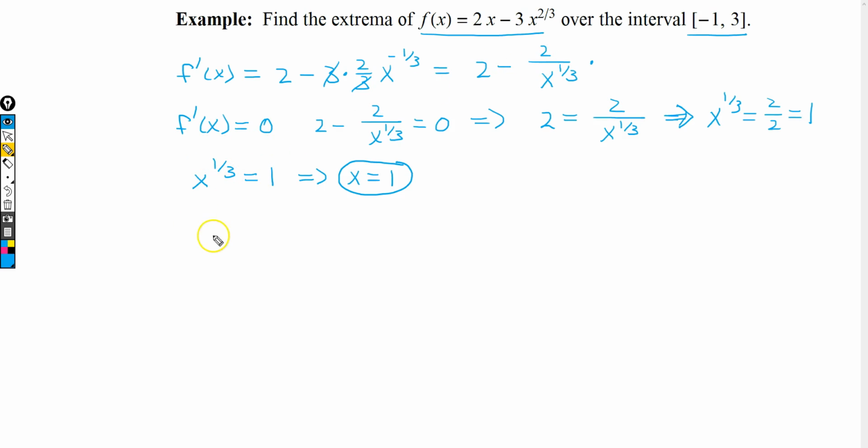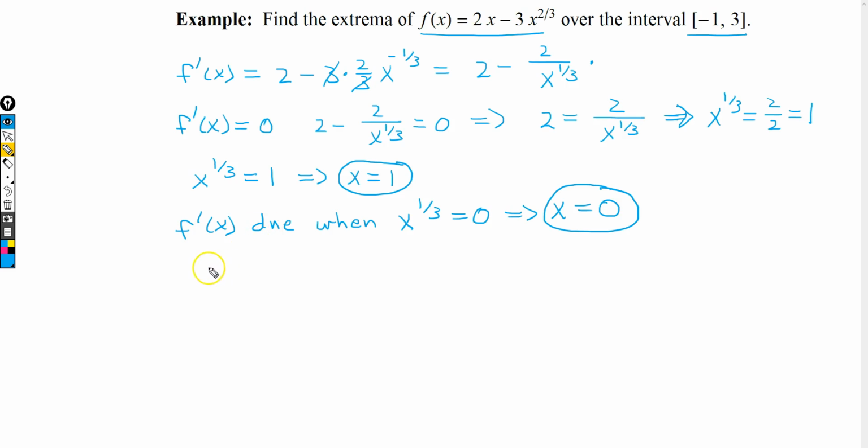Now we need to find where the derivative does not exist. Well, the only time this does not exist is when the denominator here is equal to 0, right? That's the only time this is not going to exist. So f prime of x does not exist when x to the 1/3 is equal to 0, and of course by cubing both sides, that implies that x is equal to 0. So here's another critical number. So now let's create our list. Our list so far is 1, 0. There are the critical numbers, and now let's throw in the endpoints, -1 and 3. And now we just have to test all of these.